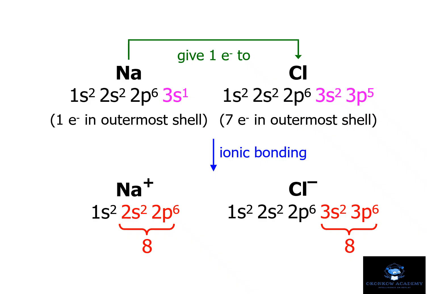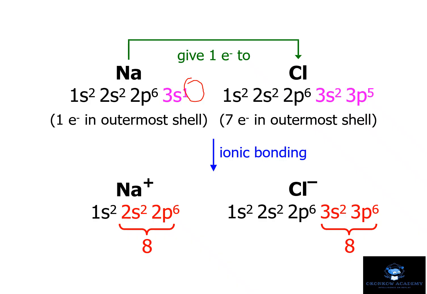So now let's see ionic bonding in action, using the previous example that I used. This is a classic example: sodium and chlorine. Sodium has one electron in its outermost shell, as you can see here, 3s1.